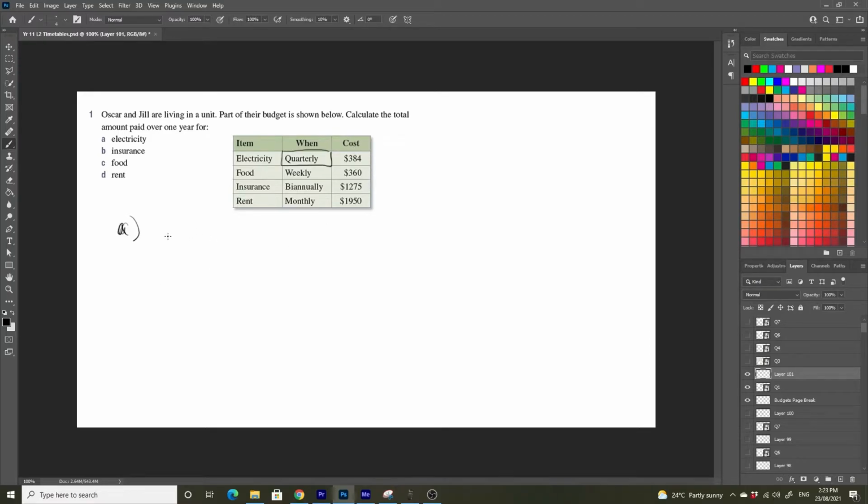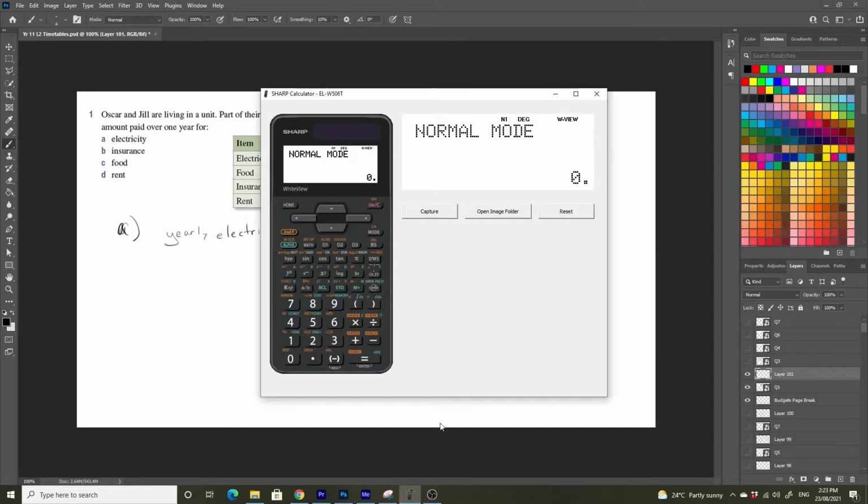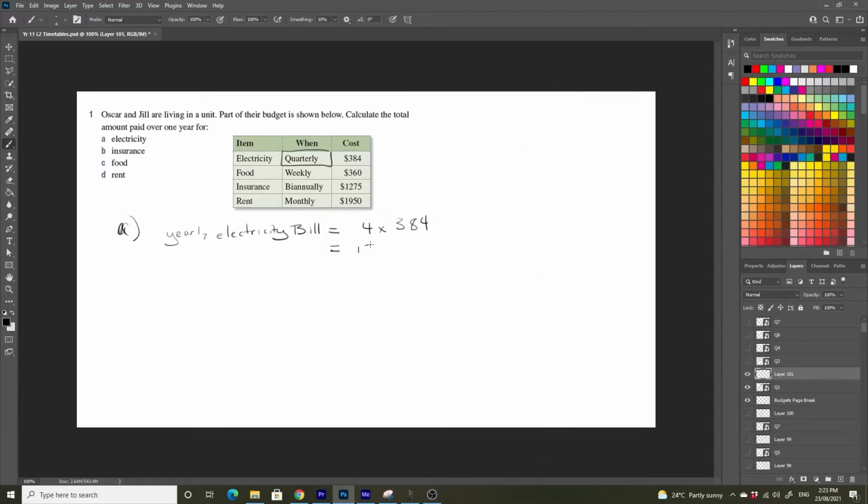So their yearly electricity bill is going to be equal to, well, that's our quarterly bill, so we need to times this by 4. 4 times 384 is $1,536.